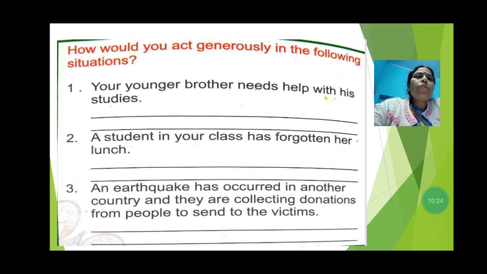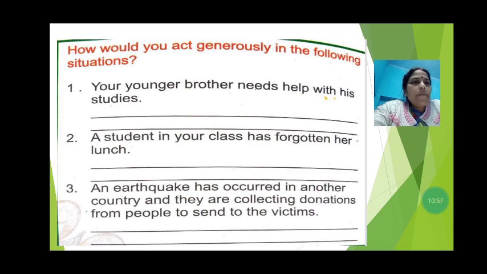So how would you act generously in the following situations? Younger brother needs help with his studies. Then children, what you should do in this case? We should help our younger brother. It is not that when we are sharing our knowledge, it will become less. It will increase. A student in your class has forgotten her lunch. So what you will do? You will share your lunch with that child. Okay?